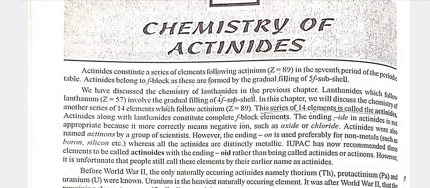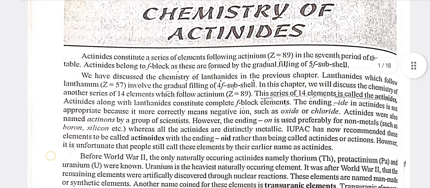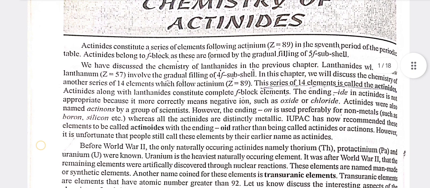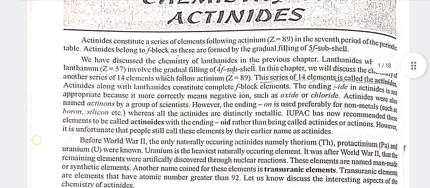This series of 14 elements is called actinides. Actinides along with lanthanides constitute the complete f block elements. The ending "ide" in actinides is not appropriate because it more correctly means negative ions such as oxide or chloride. Actinides were named by a group of scientists.